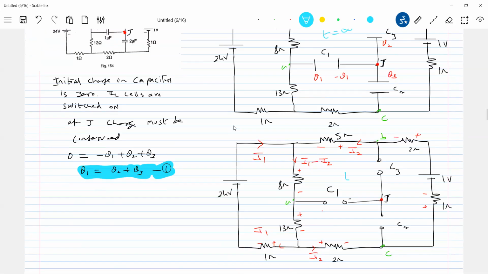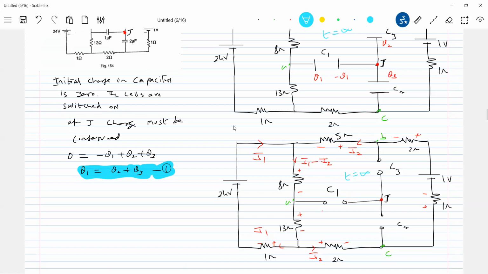To make it clear that no current flows to the capacitor branch, I'm showing an open circuit. At steady state, the capacitor is an open circuit. At T equals 0, the capacitor is a short circuit. At any time T, it will have capacitance and charge. At steady state also, it will have charge.